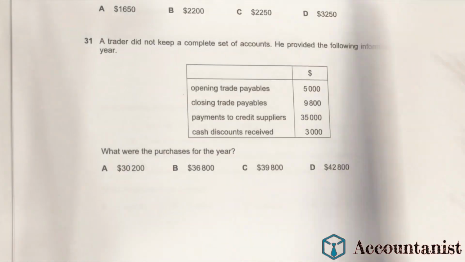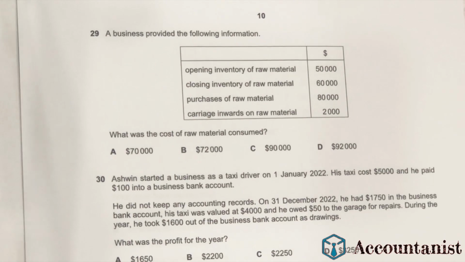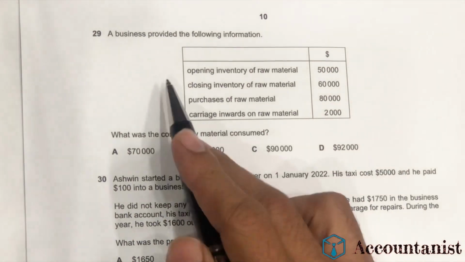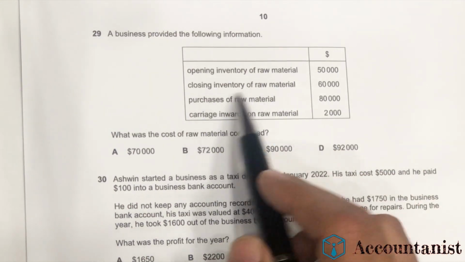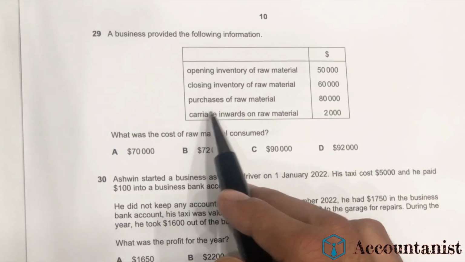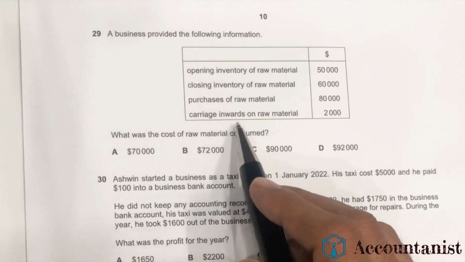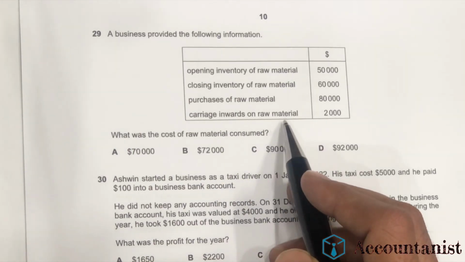Alright, so let's move on to the next question, question number 29. We have here, it says the business provides the following information: opening inventory of raw material, closing inventory of raw material, purchase of raw material, and carriage inward of raw material.